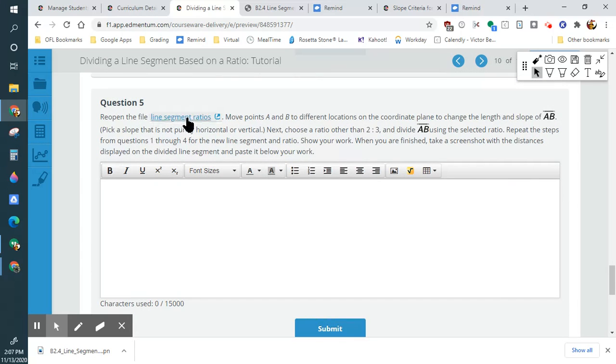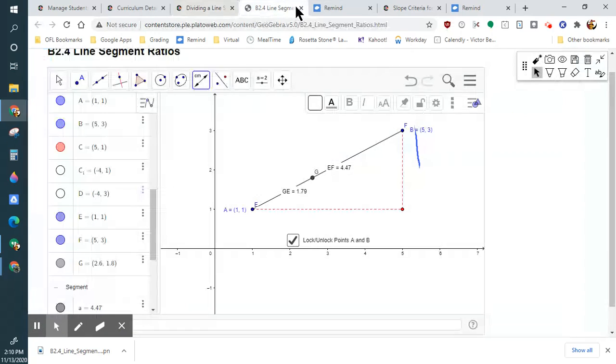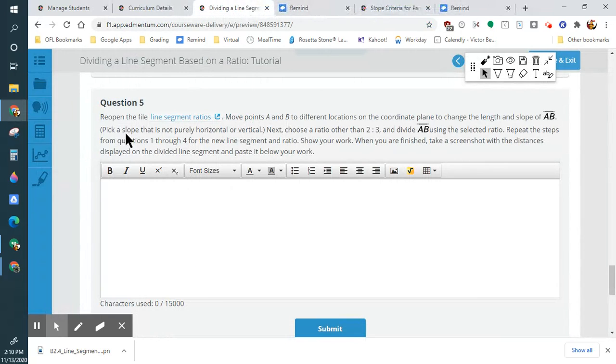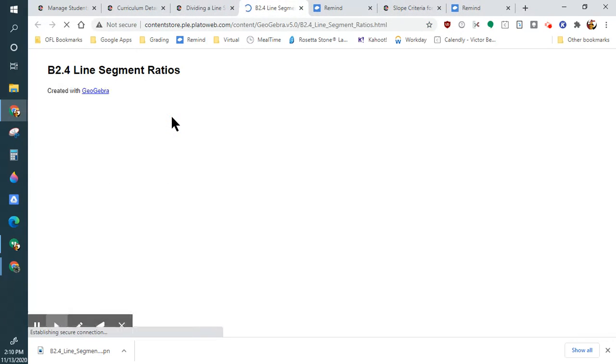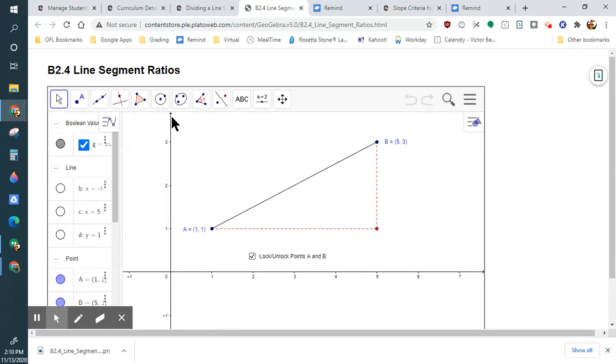Next, reopen the line segment ratio. Then we're going to find another difference. So give me a second here. All right, so let's reopen it. So I'm going to delete this. I'm going to reopen this. I'm going to try to use decimals now. I'm sorry. I probably lost a lot of you.